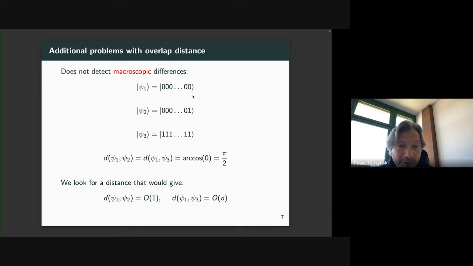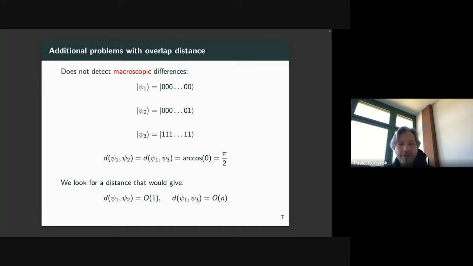So again, mathematically, psi 1 is orthogonal to psi 2, is orthogonal to psi 3, and psi 2 and psi 3 are orthogonal. So the overlap distance between them is maximal, they kind of span a triangle. But from the physical point of view, psi 3 differs macroscopically from psi 1 and psi 2. So if you use an overlap distance, you would see that the distance between psi 1 and psi 2 and psi 1 and psi 3 is the same. It would be pi over 2. But we are looking for a different kind of distance that would be of the order 1 when comparing psi 1 and psi 2, but would be of the order n, the number of particles, when comparing psi 1 and psi 3.